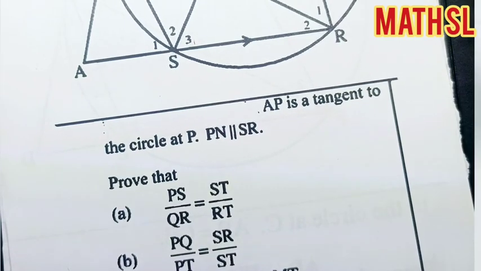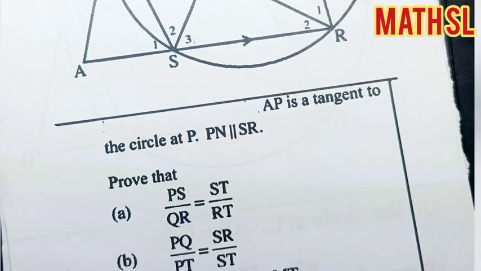Now, this type of question, we have to first identify the triangles before we prove these ratios are equal. You have to prove that PS over QR is equal to ST over RT, where the question doesn't state which triangles to prove similar. In such a case, we have to identify the triangles first. There are two possible ways of identifying triangles in order to prove that these ratios are equal.